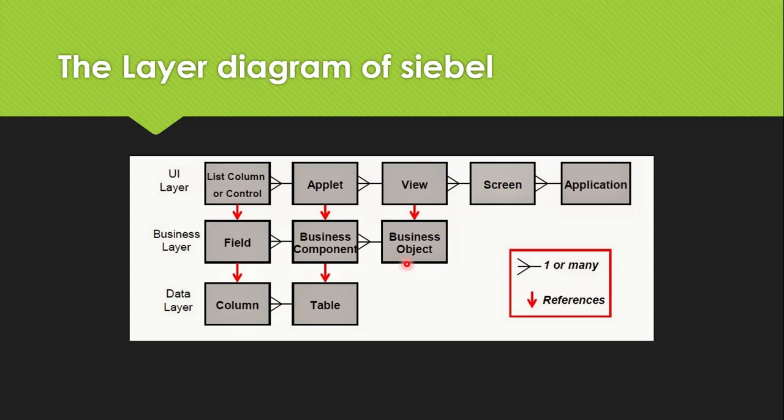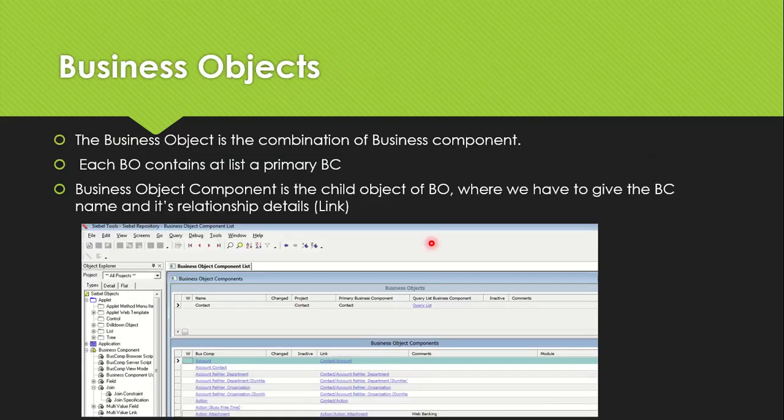So we will understand the BO and the parent-child relationship between BCs. Now, moving to the next slide. See, the business object is the combination of BCs, so it has multiple BCs under a single BO. Each BO contains at least a primary BC, so every BO will definitely have a BC which is primary.